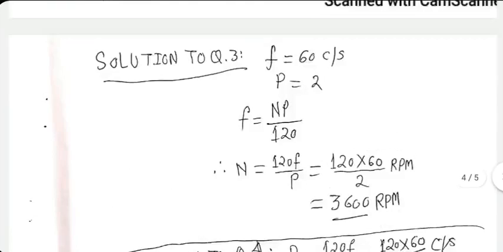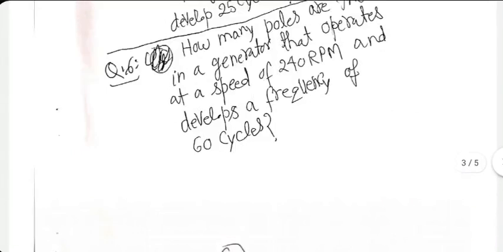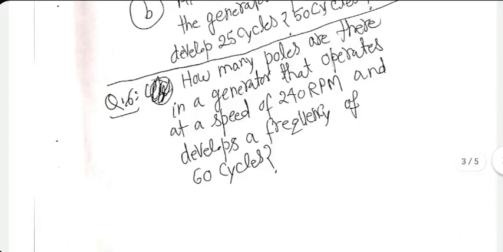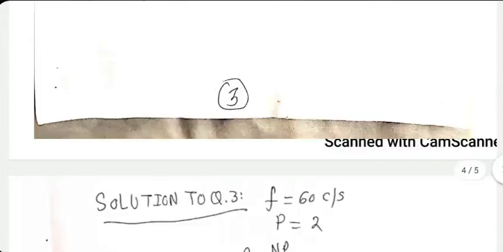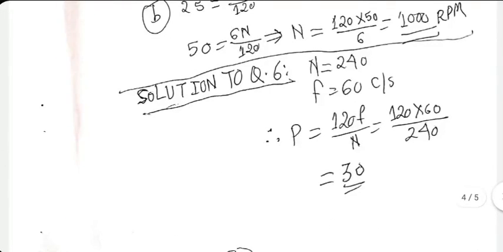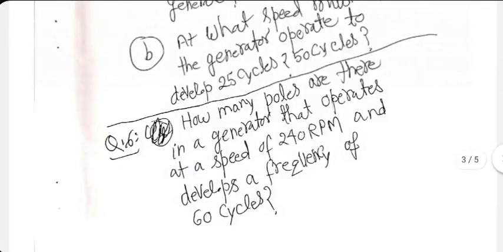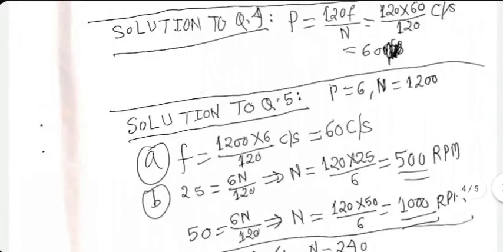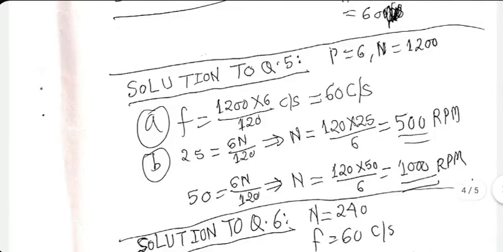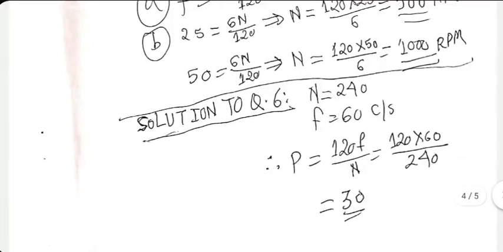And the last question: how many poles are there in a generator that operates at a speed of 240 RPM and develops a frequency of 60 cycles? Again, same equation. N is given as 240 RPM, F is 60 cycles. Plug in the values, you get the number of poles as 30. Okay, as simple as that.